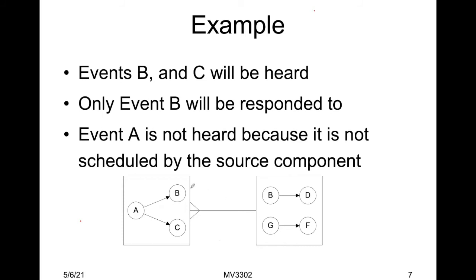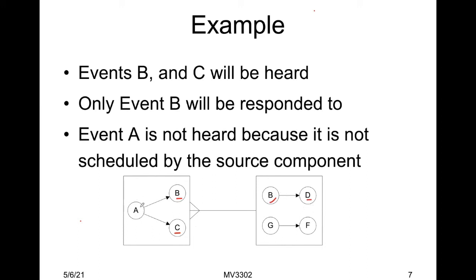And at some point, let's say, B is going to occur. So when B occurs here, after it's done, it gets dispatched to its listener. And this listener says, oh, I've got a B. And so this in turn will schedule the event D in this component. At some point, the event C will occur. And that gets dispatched, but this listener hears the C. It says, oh, I just heard the event C, but I don't have a C, so I'm just going to ignore it.